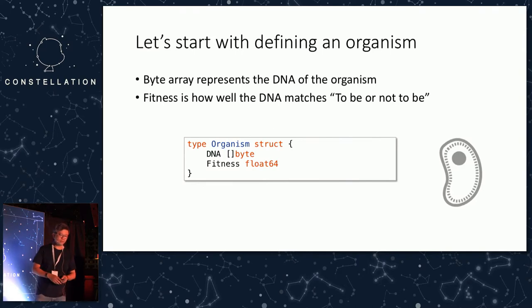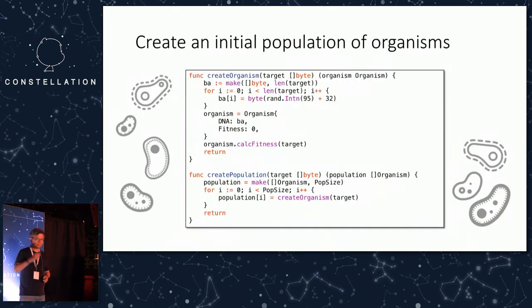I'll go through it. Okay, so let's start with defining an organism. Here, I define an organism as a struct with two variables. One is the DNA, which is nothing more than a byte array representing the DNA. And the fitness is how well the DNA matches the phrase to be or not to be. Okay, then we need to create an initial population of organisms. Remember what we learned earlier on? You need to create a population.